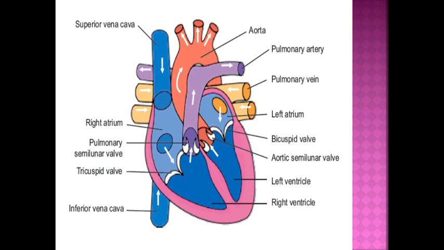Now the oxygenated blood from the lungs moves through the pulmonary vein into the left atrium. Now the left atrium will contract, the bicuspid valve will open, and blood moves into the left ventricle. Now the left ventricle contracts and the aortic semilunar valve will open and the blood moves into the aorta. Now from this aorta the oxygenated blood is supplied to the whole body. So this is the functioning of the heart.